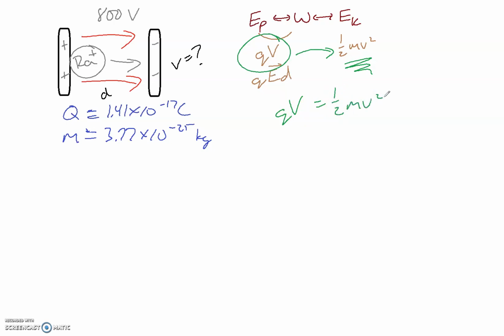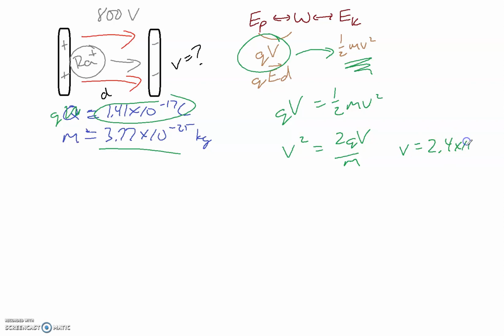I can rearrange for my v value, and my v squared would be 2qV divided by m, and apparently I'm using small q now. So when you solve for your v, don't forget to square root the expression. The charge is the charge of the nucleus, the voltage is the 800, there's a mass right there, and don't forget to square root, and you can get the v. If we punch all that out, we should get a v around 2.4 times 10 to the 5 meters per second.